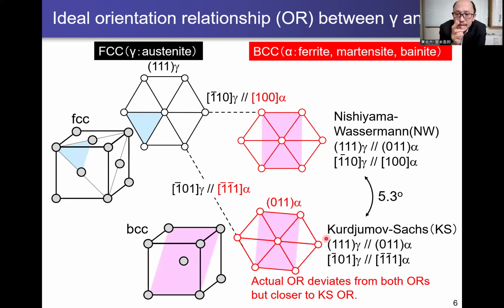And in the Nishiyama-Wassermann orientation relationship, <100> BCC is parallel to <114> austenite. So they differ by only 5.3 degrees. So they are very close to each other. And the actual orientation relationship between austenite and ferrite or martensite deviates from both orientation relationships. But usually the actual orientation relationship is closer to the KS case. So in this talk, I will explain based on the KS orientation relationship.